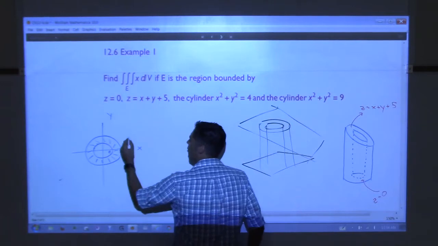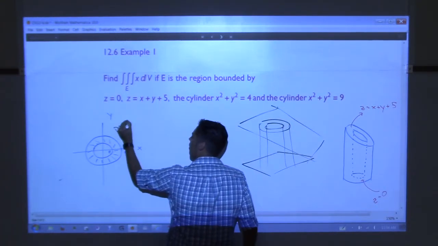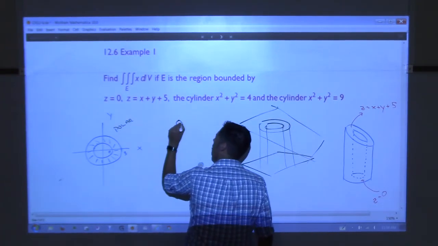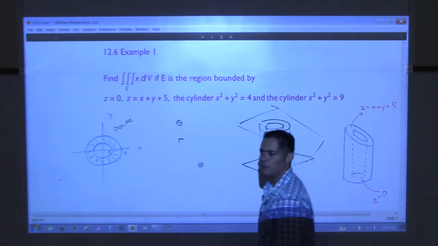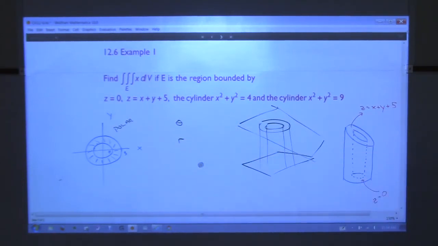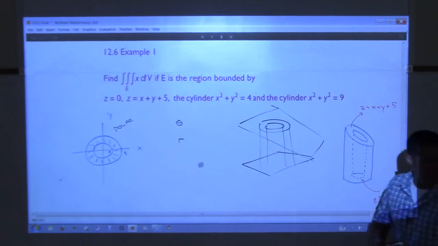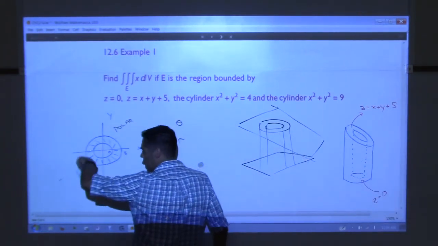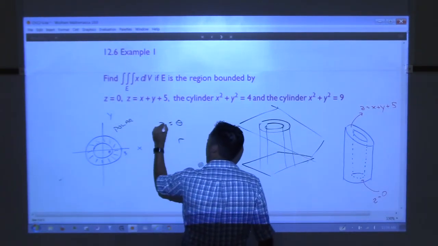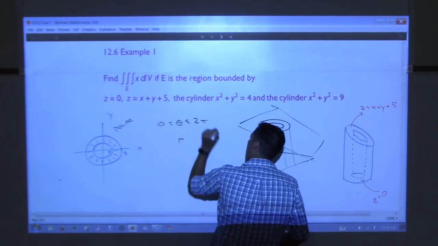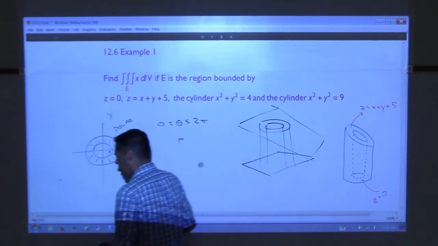So this is a polar region. If it's a polar region, hopefully you can give me some restrictions on r and theta. 0 to 2 pi on theta. To draw this region, we have to swing all the way around, so 0 to 2 pi. And what about the radius? 2 to 3.